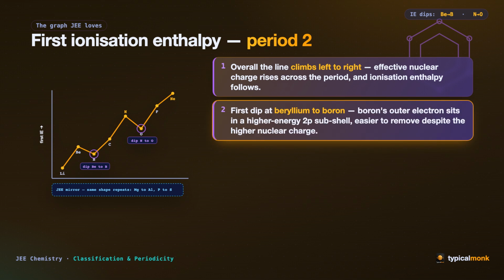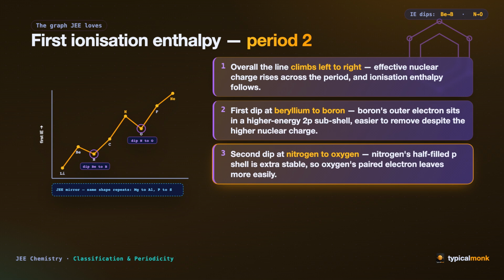The first dip runs from beryllium to boron. Beryllium has a neatly filled 2s subshell, but boron's outermost electron sits in a 2p subshell, a little higher in energy and easier to remove. So boron, despite having more protons, is actually easier to ionize.